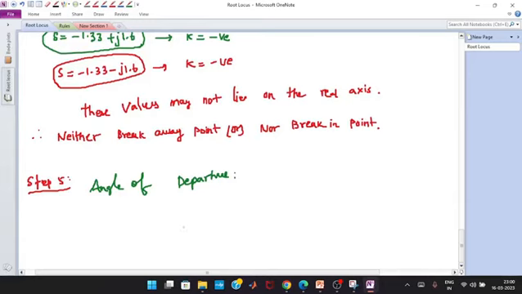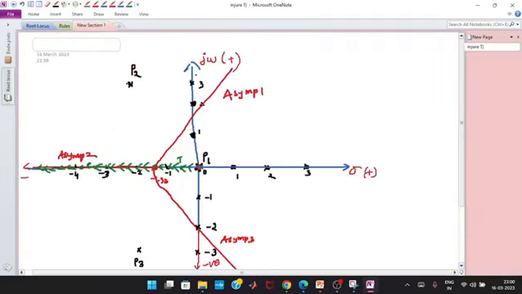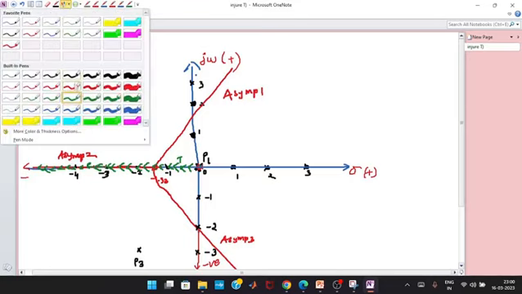Right? So for finding the angle of departure, what you'll usually do is very easy. So this is a complex pole. With respect to the complex pole, for this pole you have to draw a straight line like this.